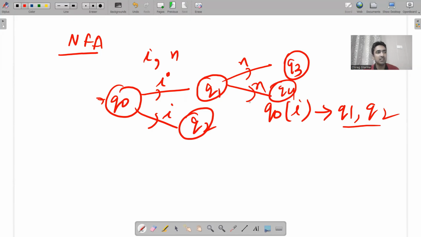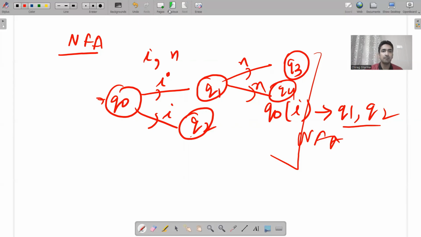And there is no such condition that every state should have a transition with all input symbols. This can be a case of NFA only. Over here, I have not done any transition with I and N. So this is the difference between NFA and DFA.